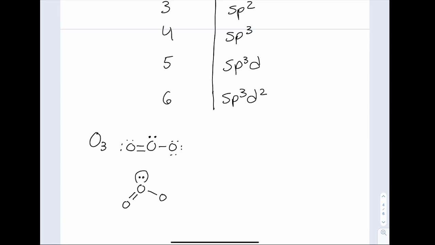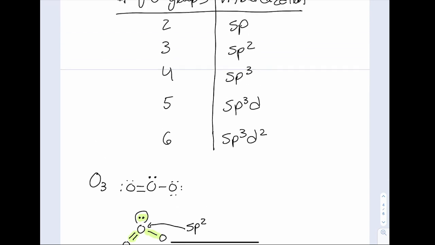But I have 3 electron groups on that central atom. I have a lone pair, I have a double bond, and I have a single bond. So because I have 3 electron groups, my central atom hybridization is going to be sp2. That's going to be the hybridization of that oxygen. So 3 electron groups, sp2 hybridized.